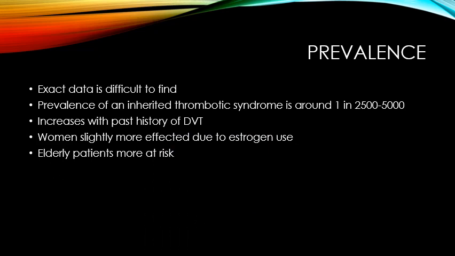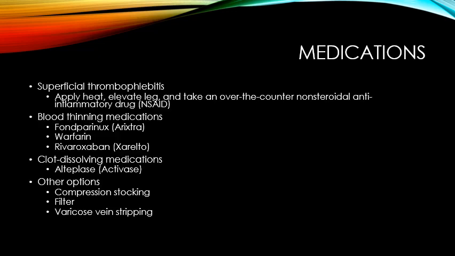So prevalence was kind of hard to find, but prevalence of an inherited thrombotic syndrome is around 1 in 2,500 to 5,000. This can increase with a past history of deep vein thrombosis. Women are slightly more affected due to the systemic estrogen use, and elderly patients are more at risk, seen around that 66-year-old range.